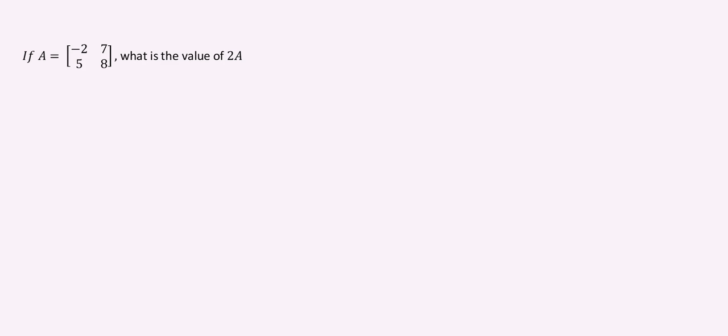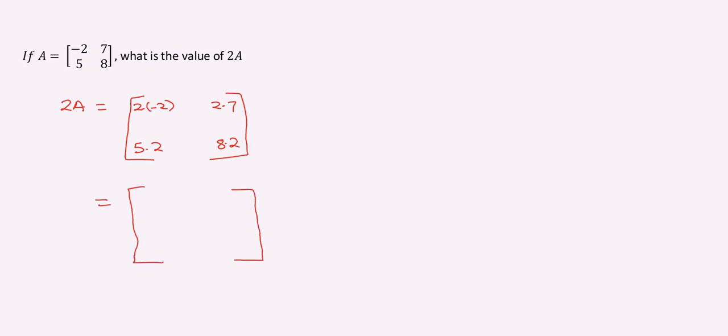Now let's look at the value of 2A. So 2A is equal to, pulling this matrix right here, 2 multiplied by negative 2, 2 multiplied by 7, 5 multiplied by 2, 8 multiplied by 2. So this is going to give us 2 multiplied by negative 2 is negative 4, 2 multiplied by 7 is 14, 5 multiplied by 2 is 10, 8 multiplied by 2 is 16.